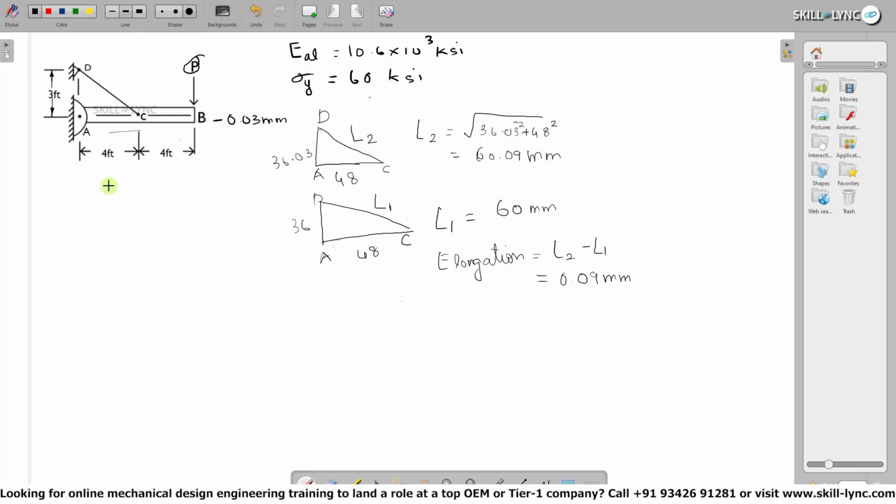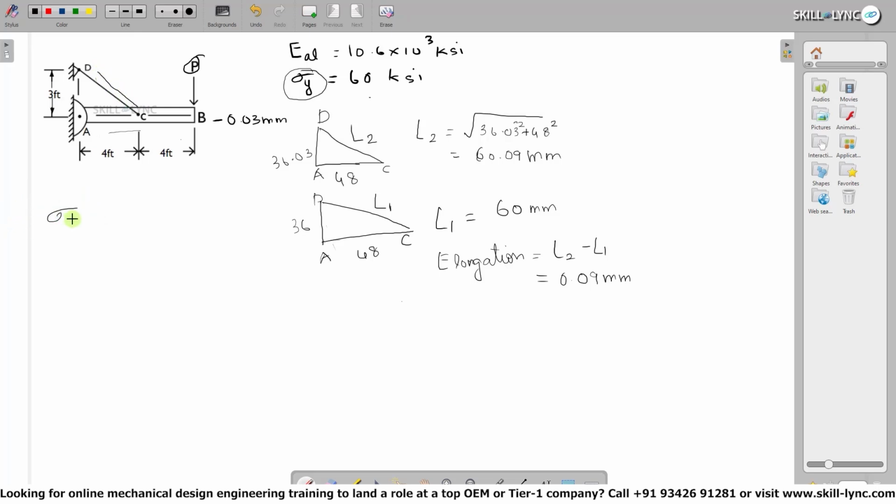For the stress to fall inside the proportionality limit, it should be lesser than sigma y, which we just saw here. Sigma y is our yield stress of aluminium. The stress that this beam is undergoing should be lesser than sigma y. So right now we are going to calculate the stress that this member CD is undergoing.